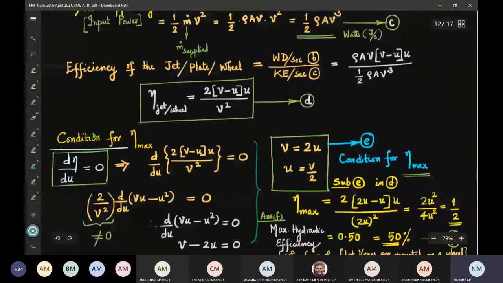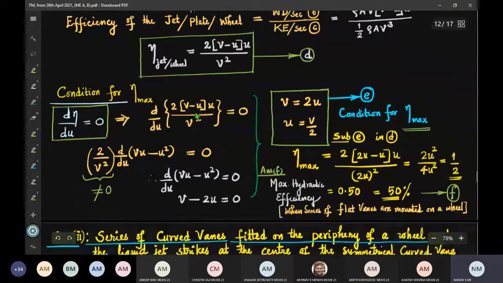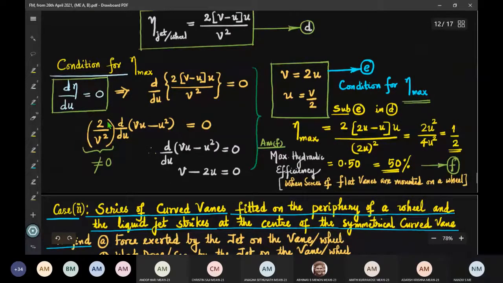So the efficiency expression is this one, and now the condition for maximum efficiency. Again the condition to maximize efficiency is the same: we find the derivative of efficiency with respect to U and equate it to 0. So d by dU of 2 into (V minus U) into U by V square, equated to 0. The variable here is U only. V is a constant and can be taken out of the derivative, so 2 by V square can be taken out. What remains within the derivative is a very simple expression, (V minus U) into U.